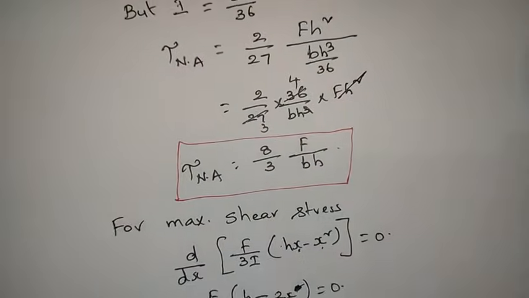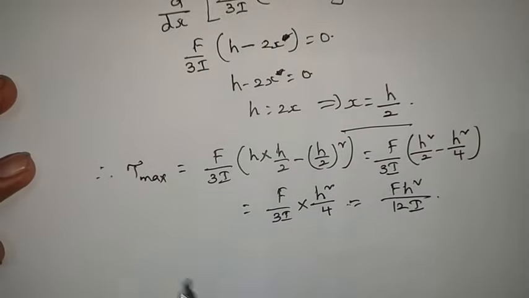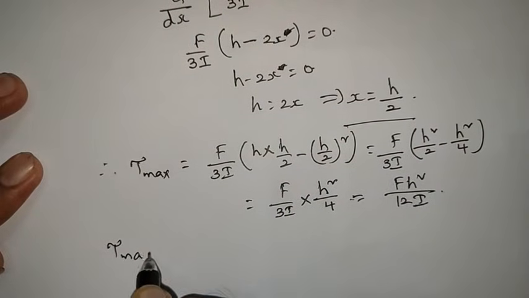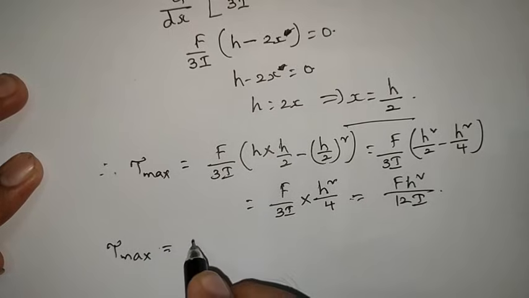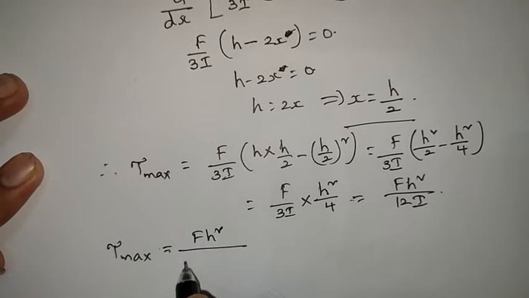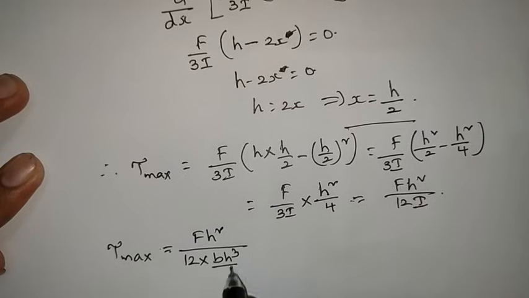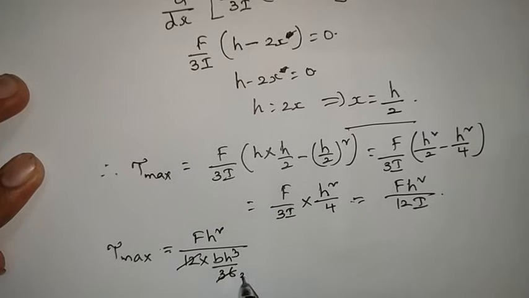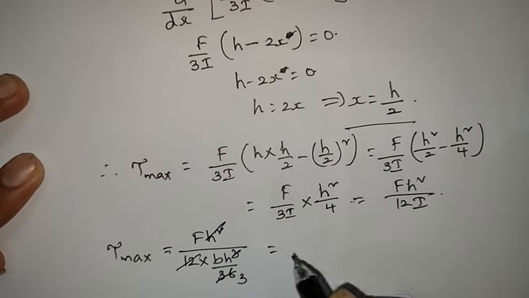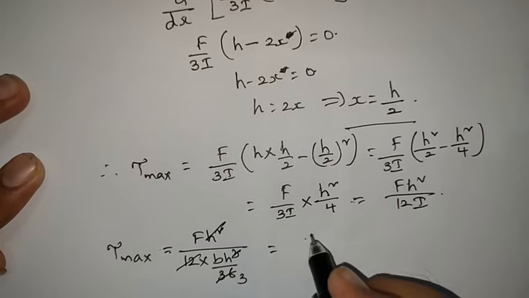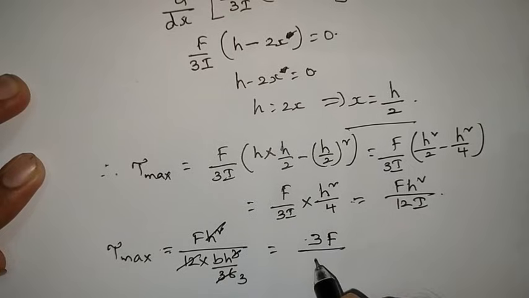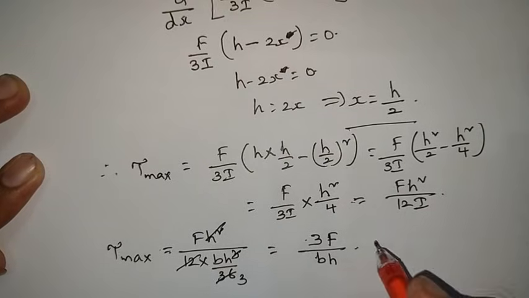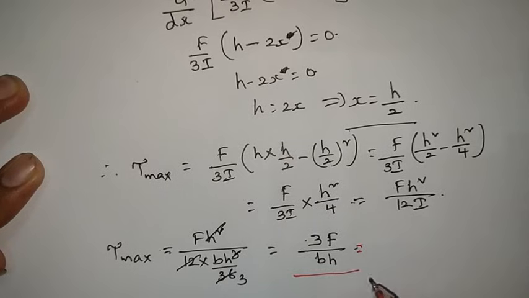So if you substitute the I value also, then tau max is equal to Fh square by 12 into bh cube by 36. 12 3s are 36, h square cancels. Then what you will get is 3F by bh, which is the value of maximum shear stress. Okay, so like this we need to get the values.